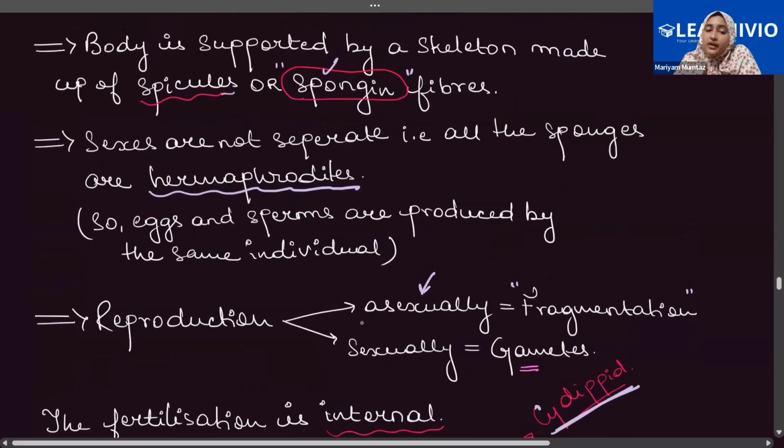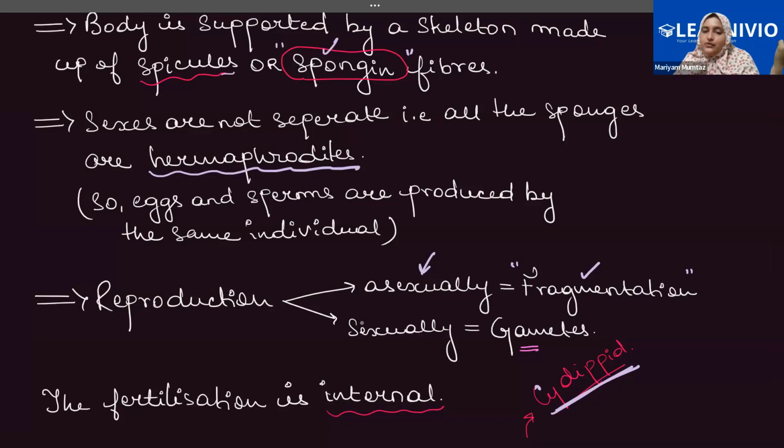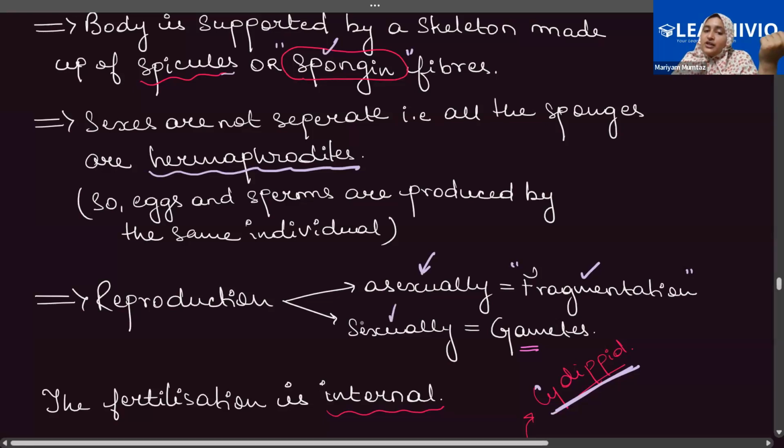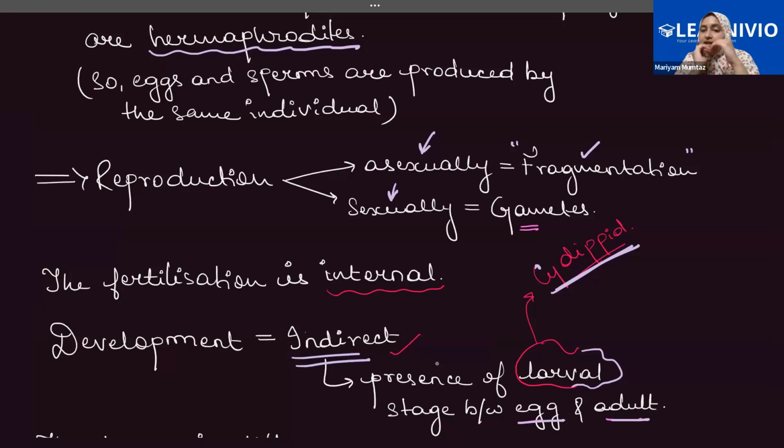Now, talking about reproduction. When we are talking about asexual reproduction, it happens by means of fragmentation. Their body would break into fragments, and each fragment will develop into a new individual. Then sexual reproduction happens with the help of gametes. Gametes fuse inside that one body only. The fertilization is internal, happening inside the body. Many times in different kinds of organisms, the fertilization can also take place outside.